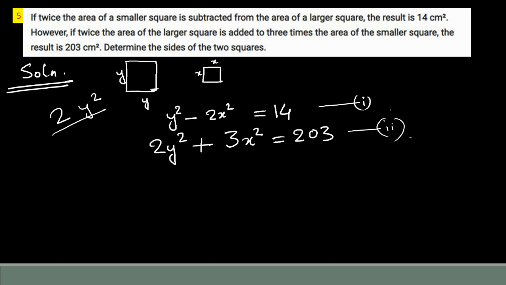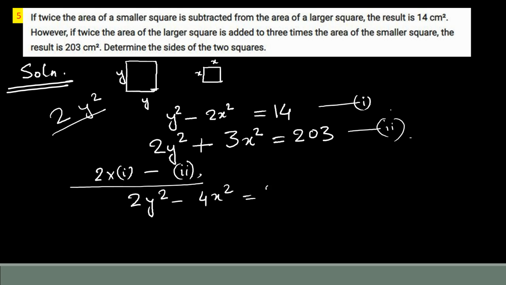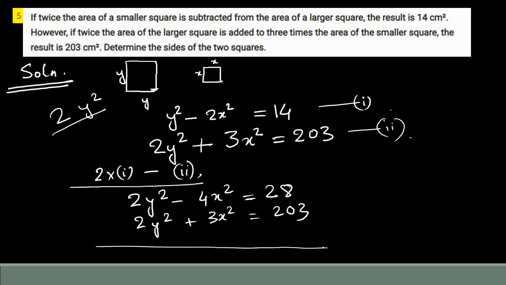So basically then determine the sides of the two squares. Basically after this find what is x and what is y. So what we can do is multiply equation 1 by 2 and then subtract equation 2 from it. So if we do this, we will get 2y square minus 4x square equals 28, and the second equation is this one. If we do a subtraction, the first two terms will get cancelled.